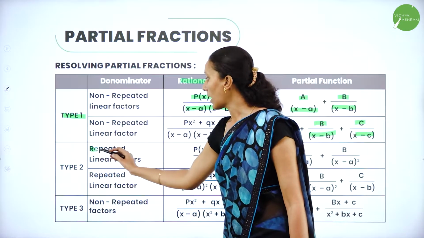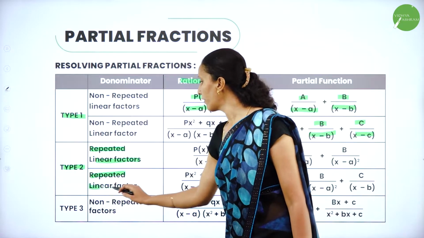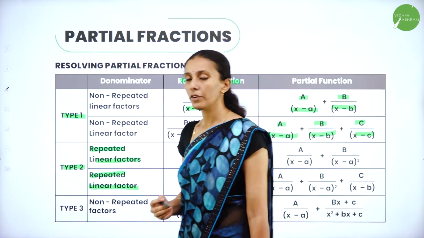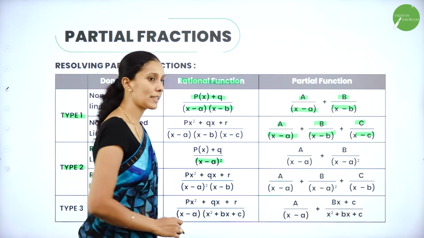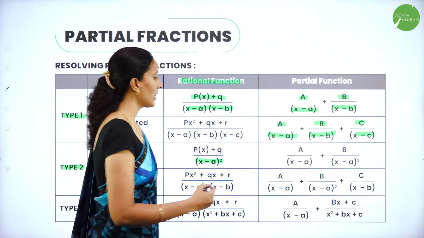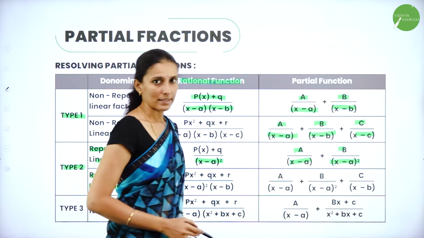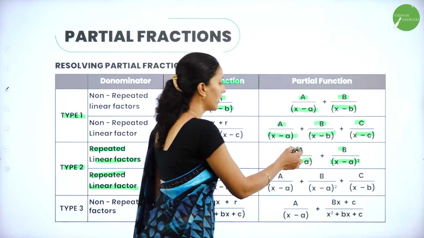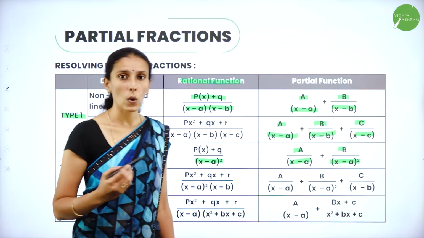Suppose type 2, we have repeated linear factors. So what will we do when we have repeated linear factors? Suppose you have x minus a whole square. That means x minus a is repeating twice. In that case, you are going to write the partial sum like this: A by x minus a and B by x minus a whole square.